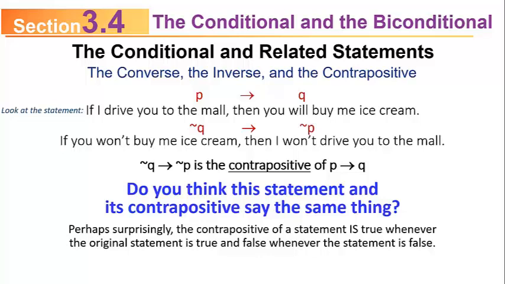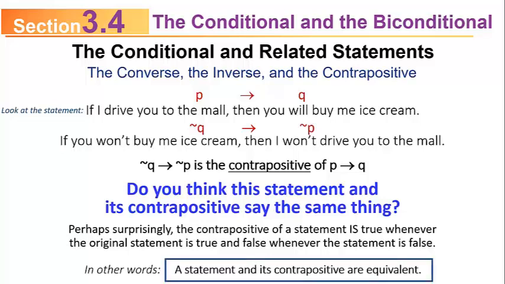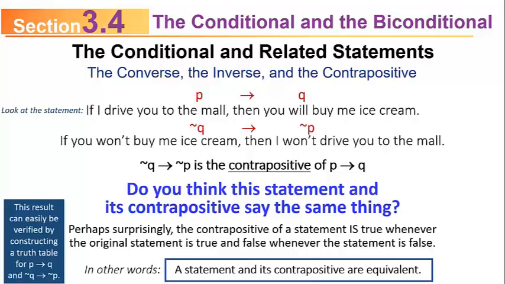not the case. The contrapositive of the statement is true whenever the original statement is true and false whenever the original statement is false. So this is one of the places where your intuition might lead you wrong, but this is the case. A statement and its contrapositive are equivalent, and we'll use this result in later problems. And if you don't believe the truth of this statement, you can verify it yourself. If you build the truth table for P implies Q and then build the truth table for the contrapositive not Q implies not P, you will see that the truth values are exactly the same.